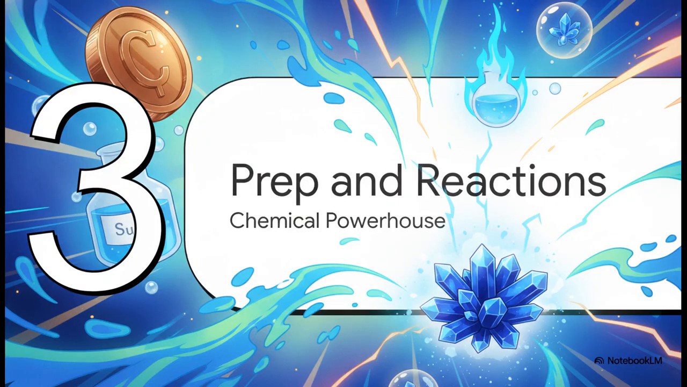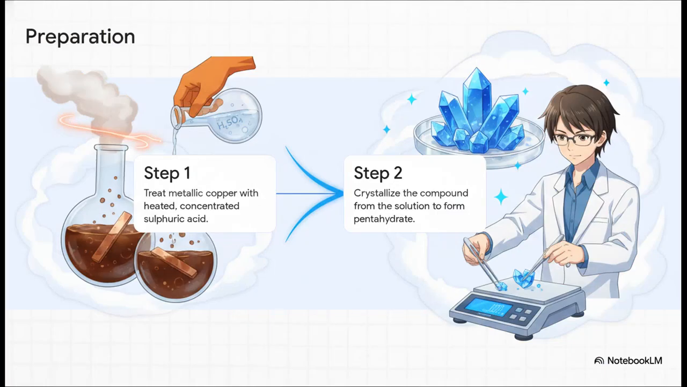Let's move to Section 3, preparation and reactions, to see how this builds from raw materials into a highly reactive chemical powerhouse. Now, heavily drawing on the preparation of copper sulfate crystals presented by Dr. Chem, if you want to make these yourself, there's a beautifully straightforward industrial process. Step 1, you treat metallic copper with heated concentrated sulfuric acid. Alternatively, you can treat copper oxides with dilute sulfuric acid. Step 2 is to simply crystallize the compound from the solution to produce that blue pentahydrate form.